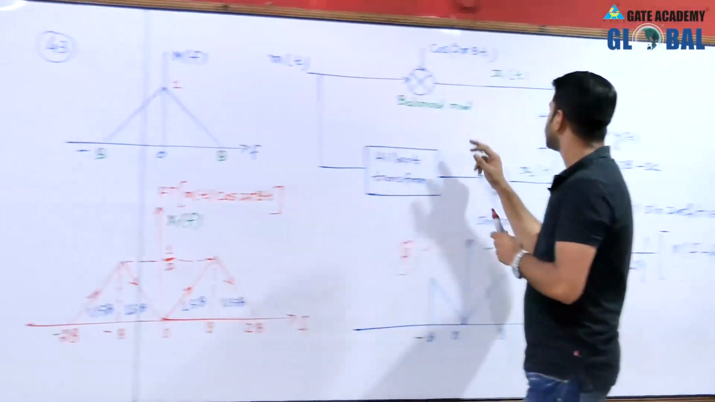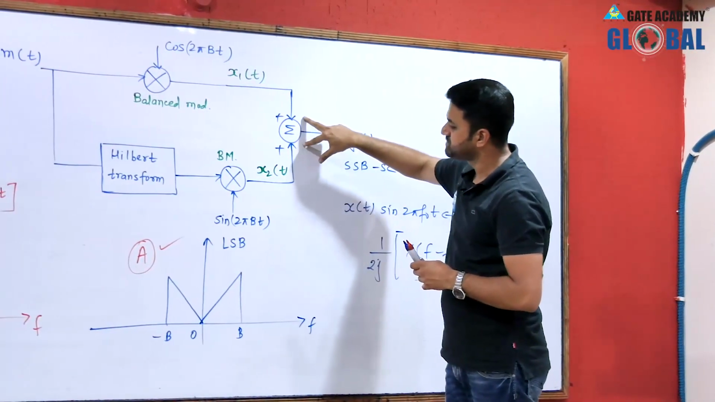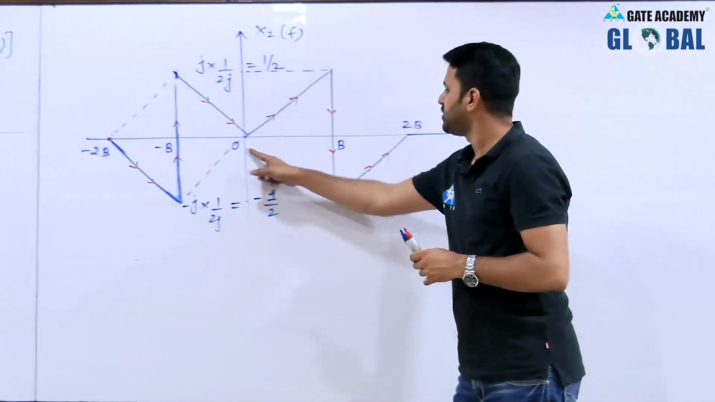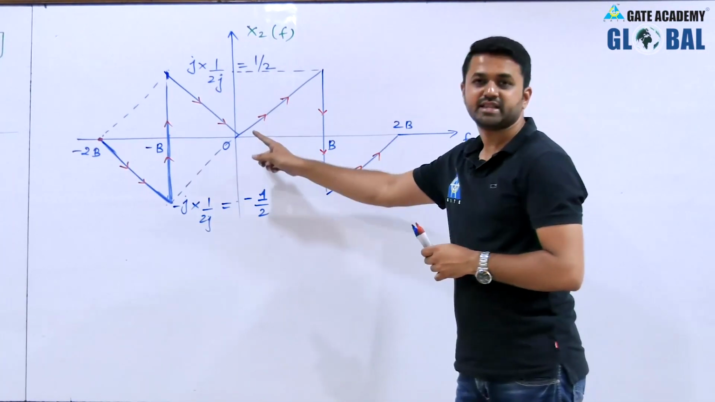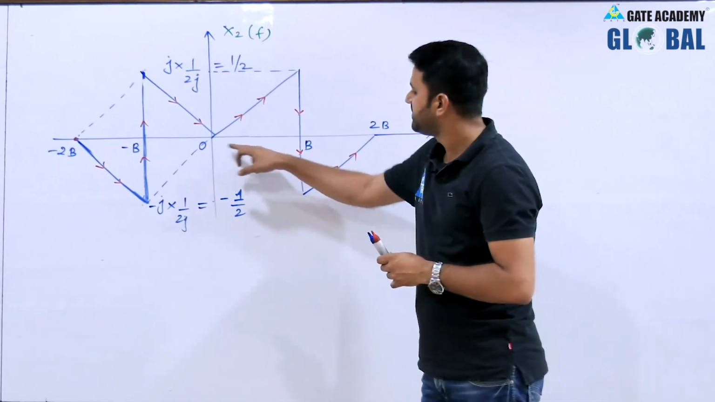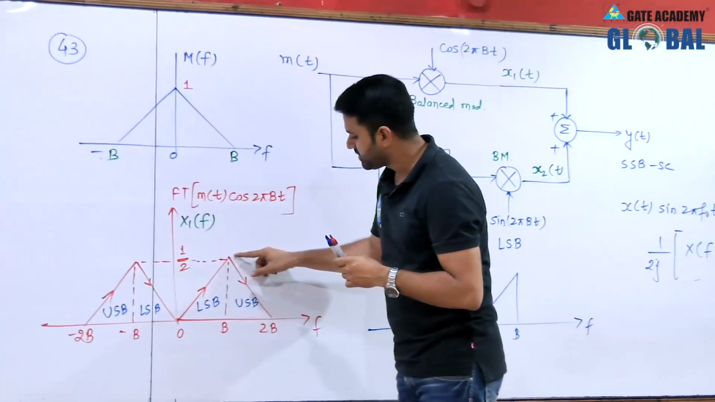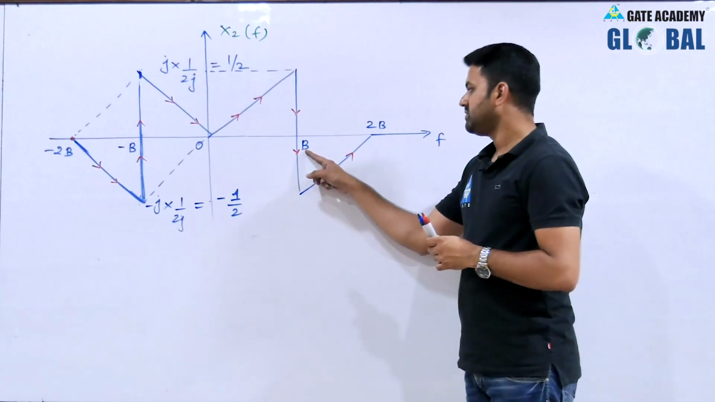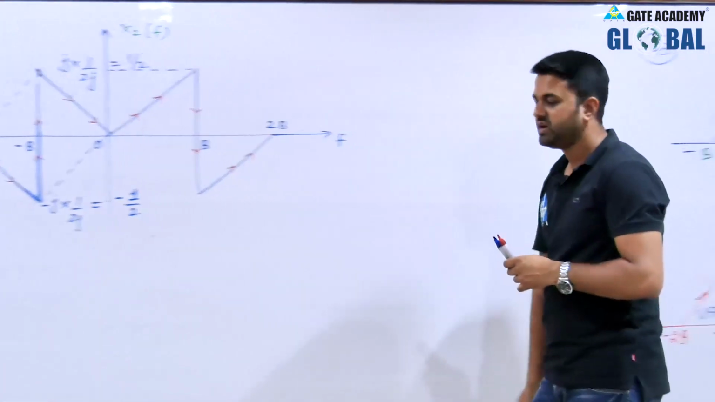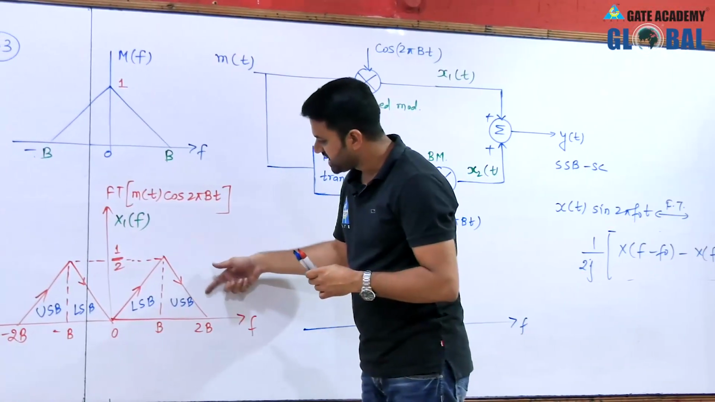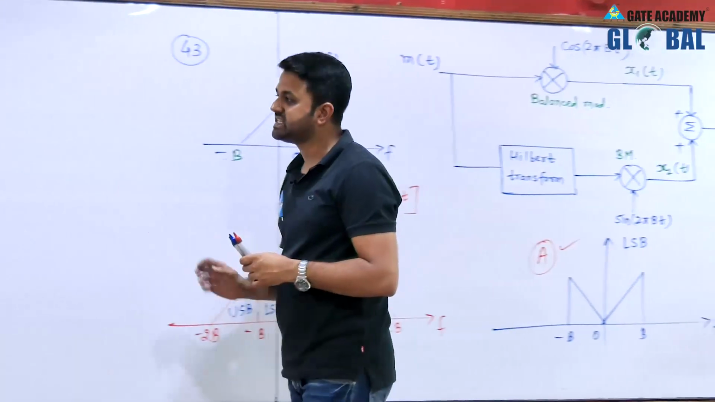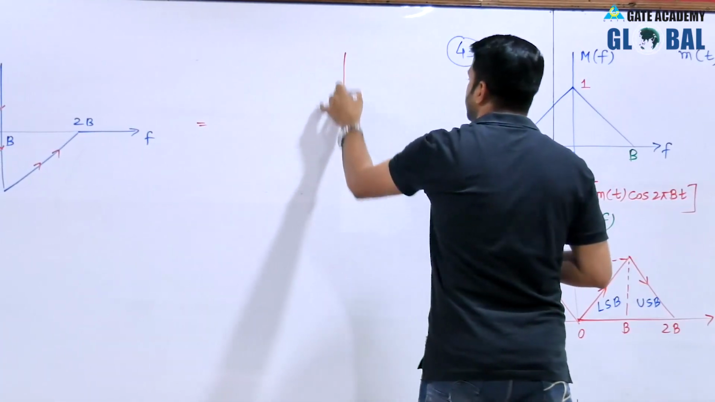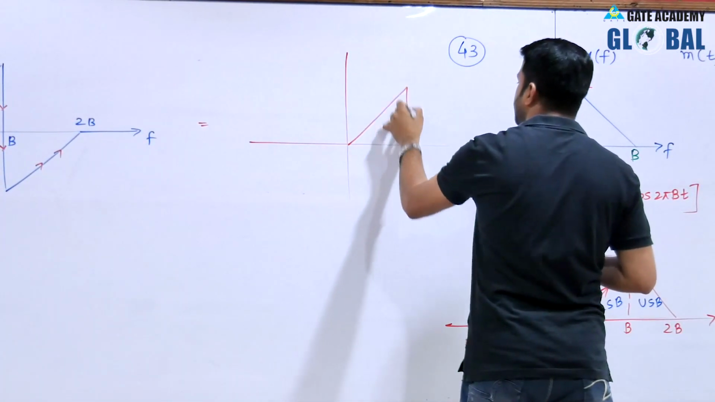When we add these two, because the summer is used, from 0 to b it has a positive slope, and from 0 to b this one also has a positive slope, and the slope is the same because the height is 1 by 2 and the width is b, and here also the height is 1 by 2 and the width is b. So these two will be added together. Now from b to 2b, this has a positive slope and this has a negative slope, and both slopes are the same, that's why they will cancel each other. It means there will be no spectrum between b and 2b, and the result will be only between 0 and b.